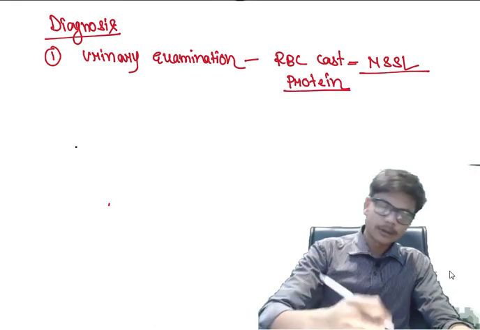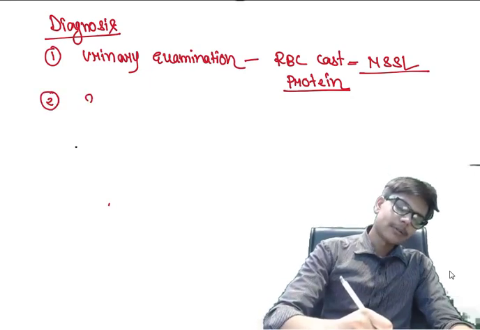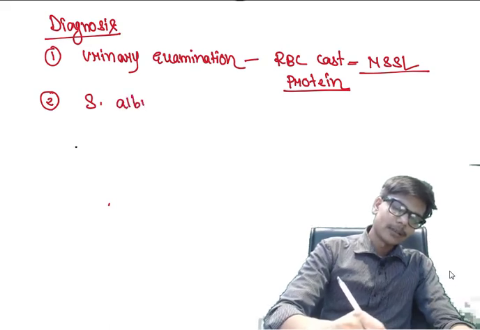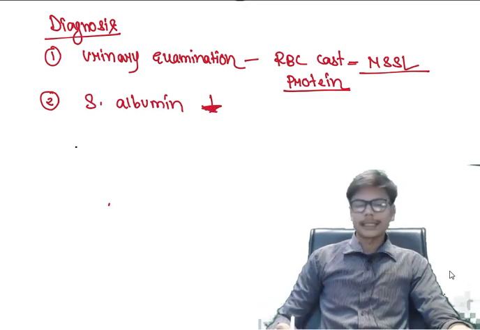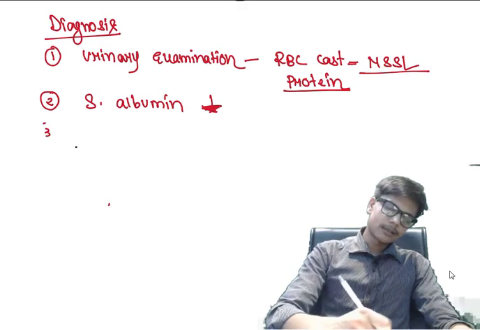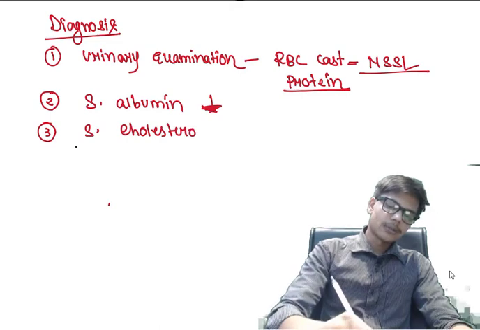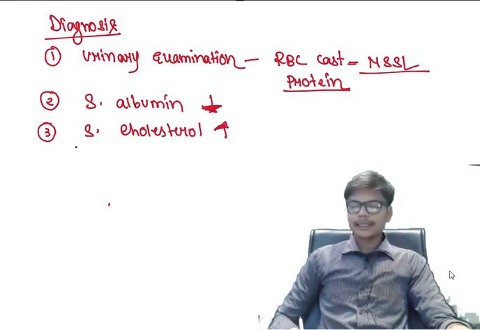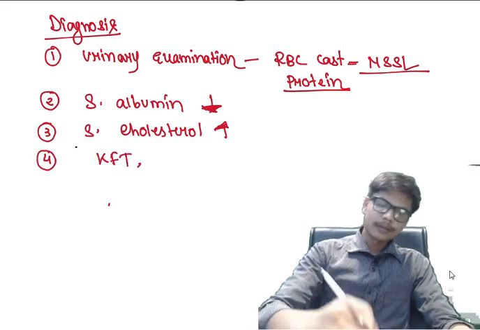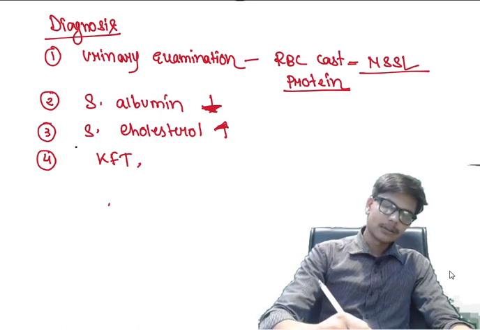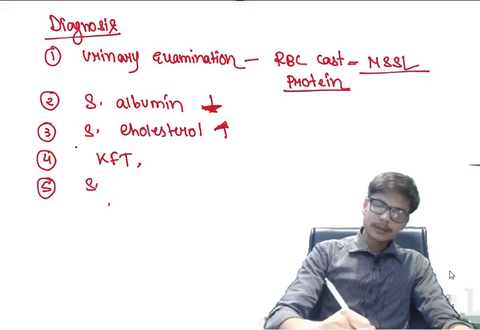We also have to look for, as I told you, there is proteinuria, and proteinuria leads to hypoalbuminemia, so we can check serum albumin level, which will be decreased in nephrotic syndrome. As I told you, there is increased production of lipid, so we can check serum cholesterol level, which we will find to be increased. We can look for kidney function test, and if we are suspecting infection, we can do culture and sensitivity of the urine. We can also look for serum C3 level.